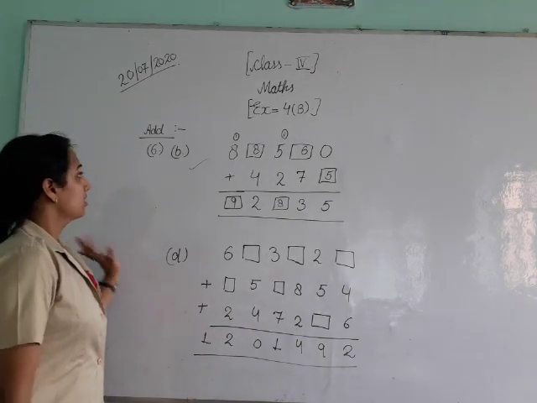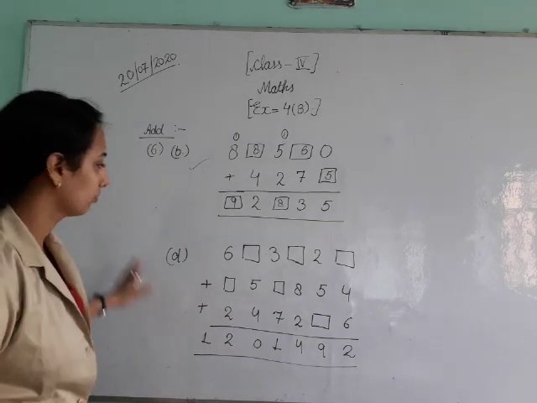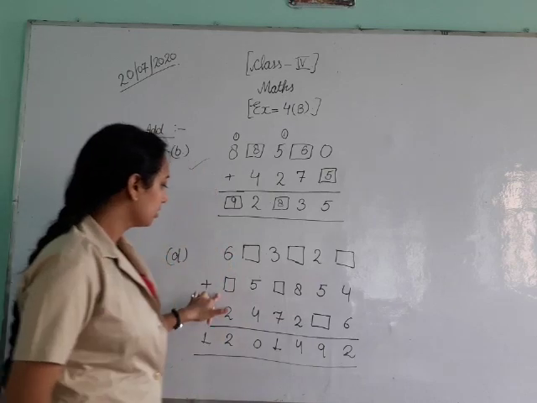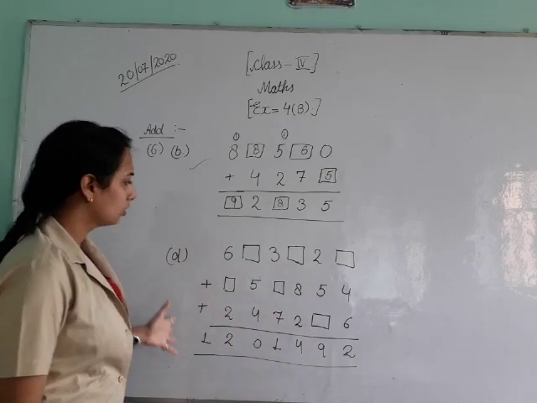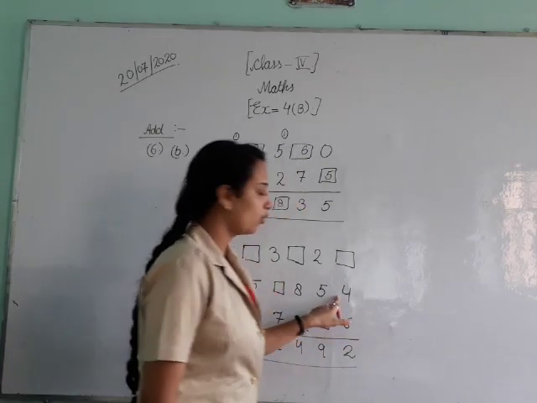Okay dear students. Now come on to the D part. So what we have to do? In this there are 3 steps. So no need to worry. Just let's start doing. 6 plus 4 are 10.